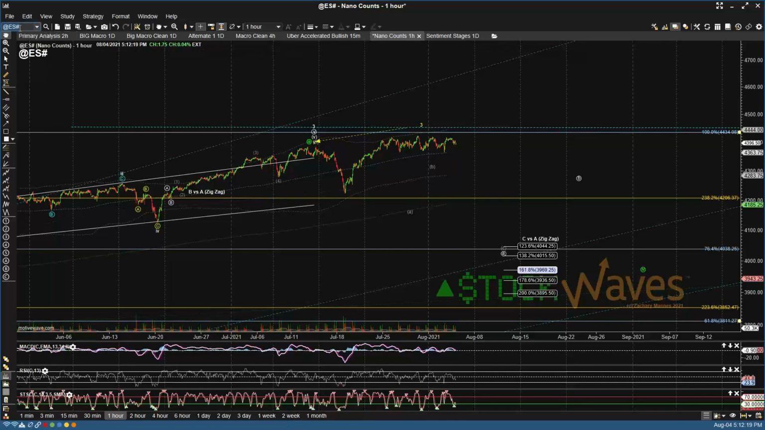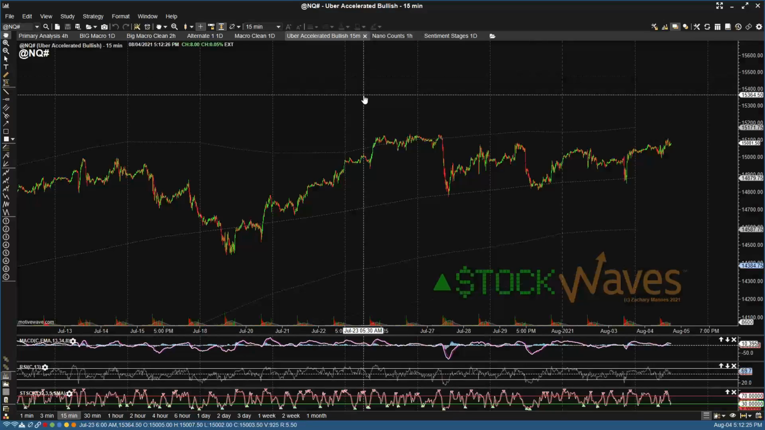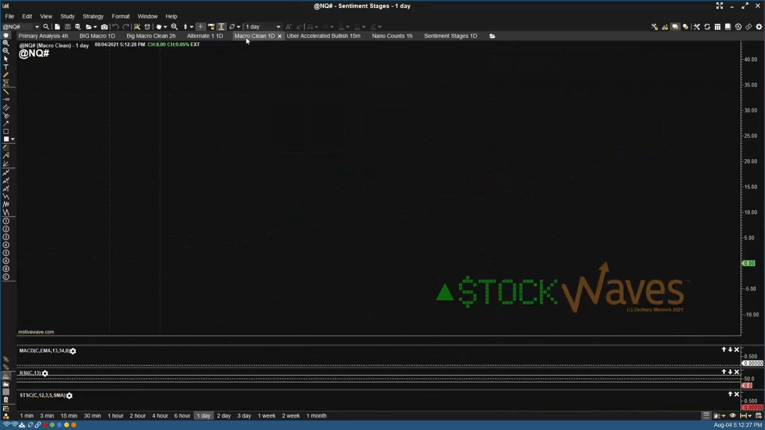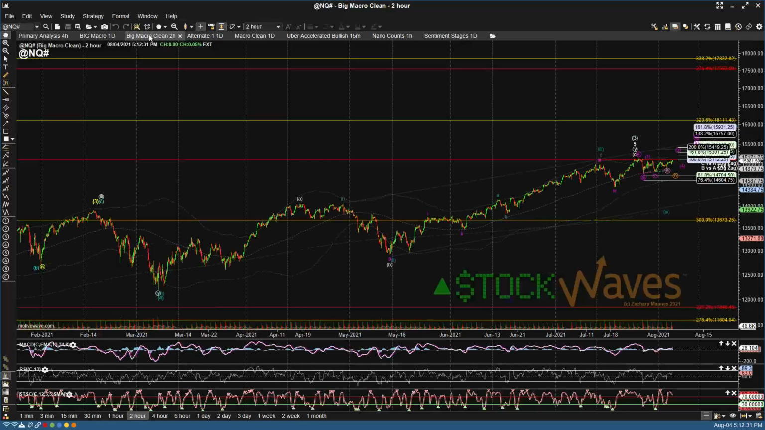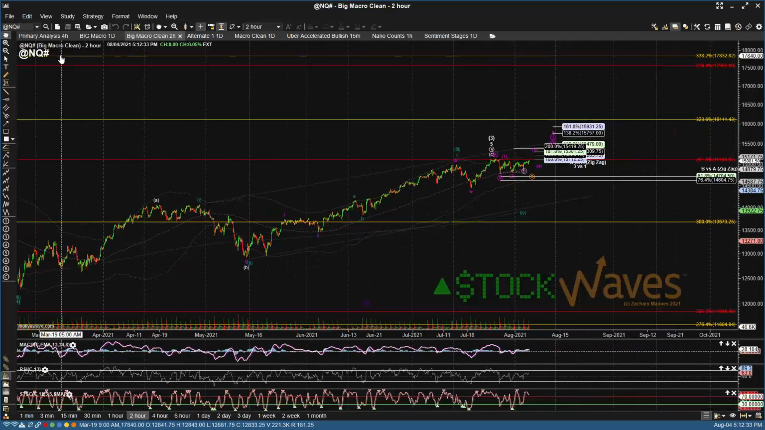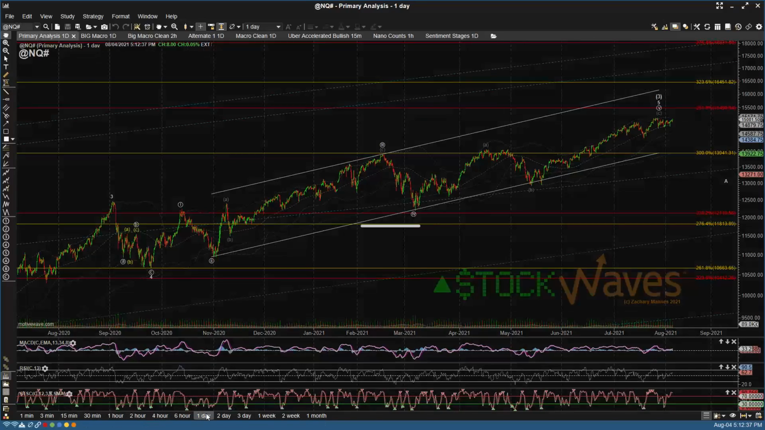Now I wanted to look at the microstructure on the NQ. Nope, not the sentiments. There, nope, that's not it. There we go. Here's the micro. Oh, so before we go to the microstructure, let's talk about the larger degree.